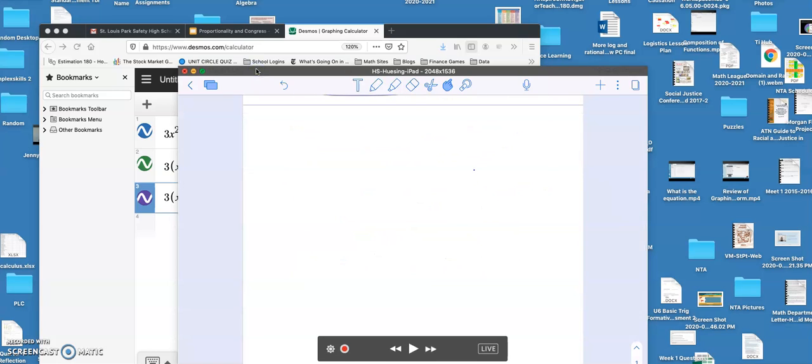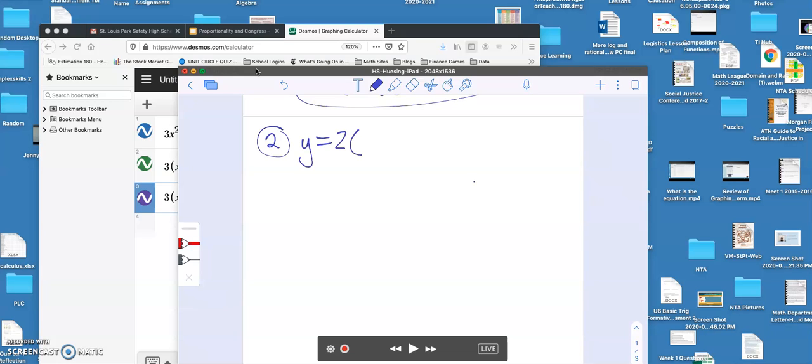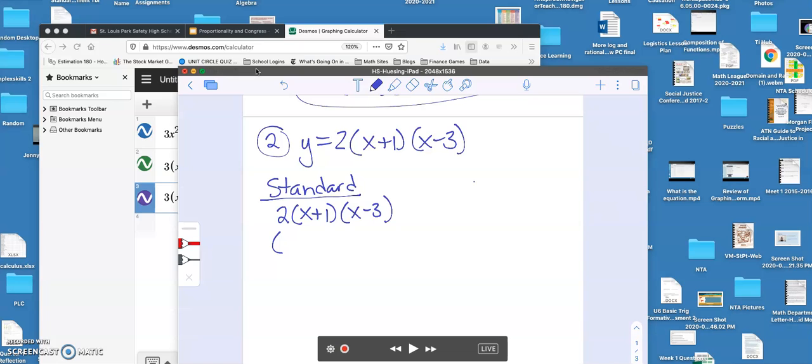For the next one, let's say you have it in intercept form: y equals 2(x plus 1)(x minus 3). And we have to write it in the other forms. Let's do standard first. Standard's really easy. It's using a skill from last year. All we have to do is take our equation and multiply it out. You could multiply the parentheses first and then by 2, but I tend to multiply that 2 into just the first parenthesis. So 2x plus 2, times x minus 3.